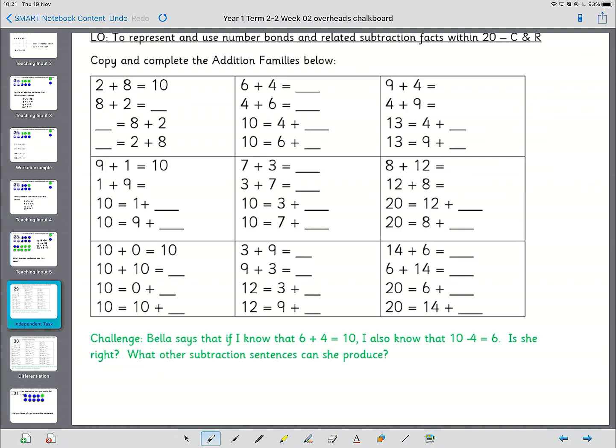Okay. And this is the easier of the two options. And what we want you to do is, if possible, have a go at the challenge as well and think about what subtraction sentences you could have. And then, if you think that's a bit easy, you could do this one instead. I'll just pause for a couple of seconds to give you a chance to pause it if this is as far as you want to go.